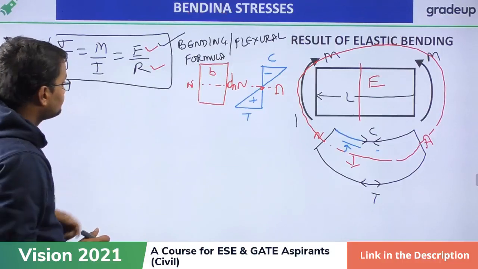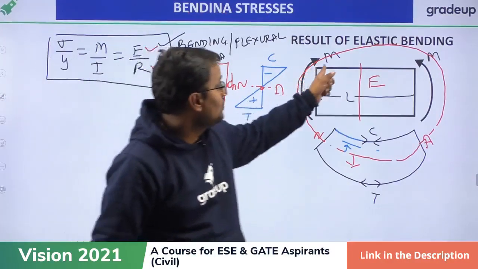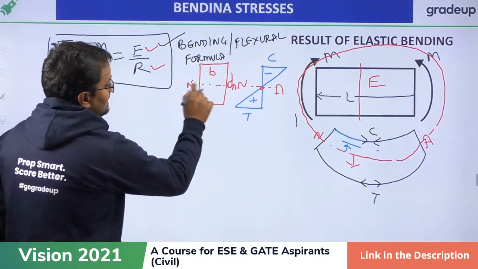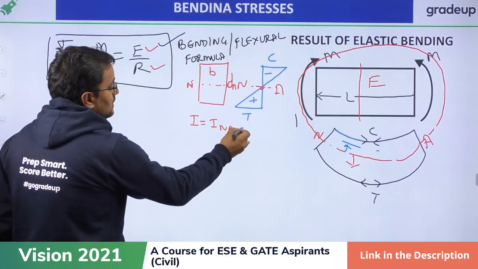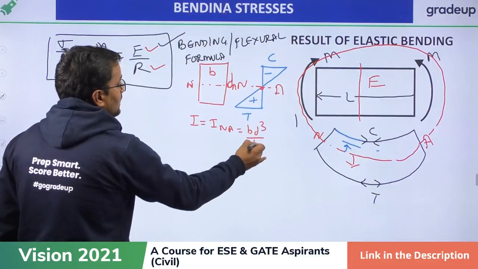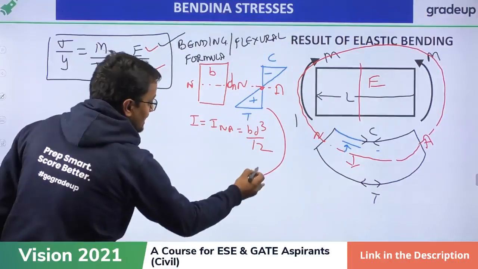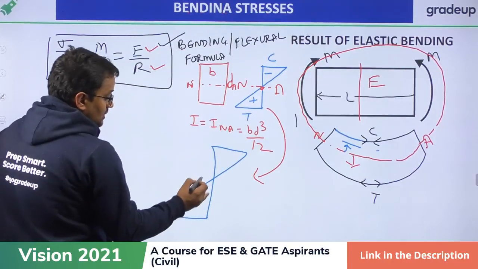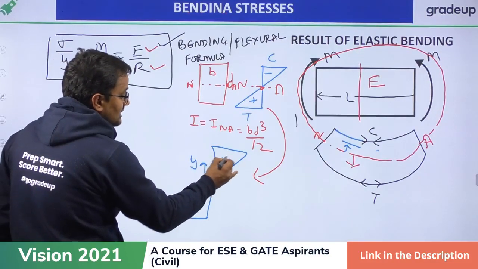My dear friends, M is the moment at that section. I is the moment of inertia about this axis, the neutral axis. I is equal to I about the neutral axis, and this is equal to BD cube by 12. Suppose I am enlarging this. This is y, the distance from the neutral axis, and sigma is the stress.